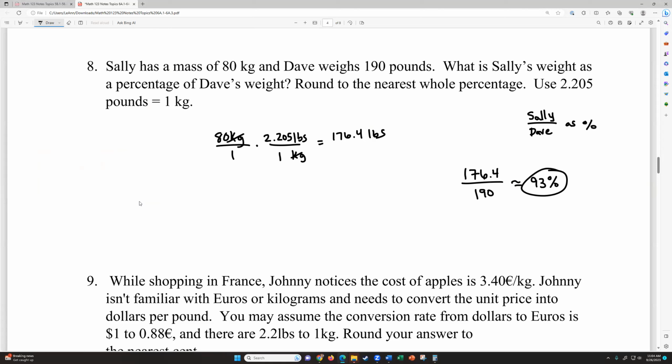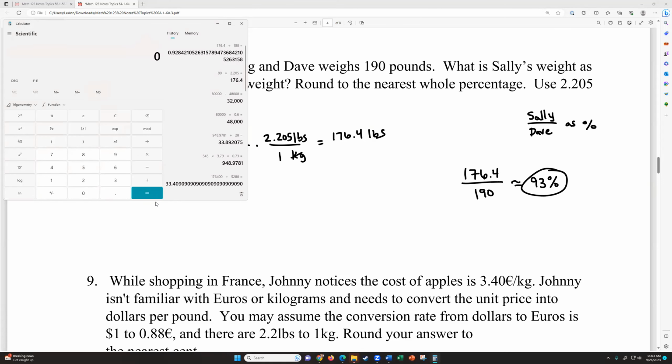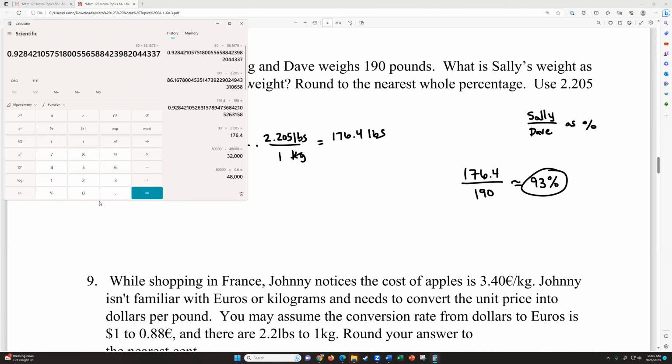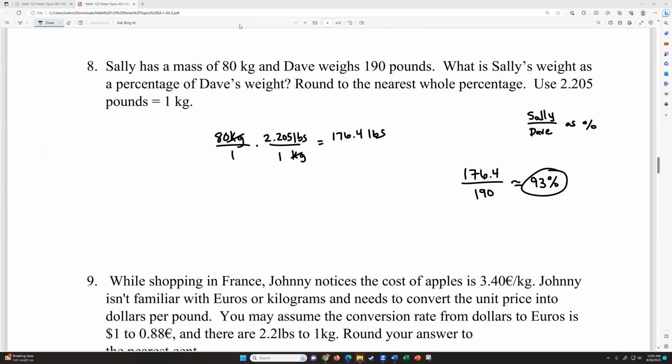Now, we could have just as easily converted the 190 pounds to kilograms. We would have ended up dividing because we would have had pounds on the bottom and kilograms on top. I'm not going to write this one all the way out, just wanted to show you the difference. That would have been a little trickier because we would have had this long, nasty decimal for Dave's weight, so we probably would have taken that out to at least 4 decimal places. So Sally was 80 divided by 86.1678, just to make sure we don't cut it off too soon. And notice we do get about 93% again. So you could have done it either direction. It just worked out a little bit cleaner and nicer this direction without the long decimal.